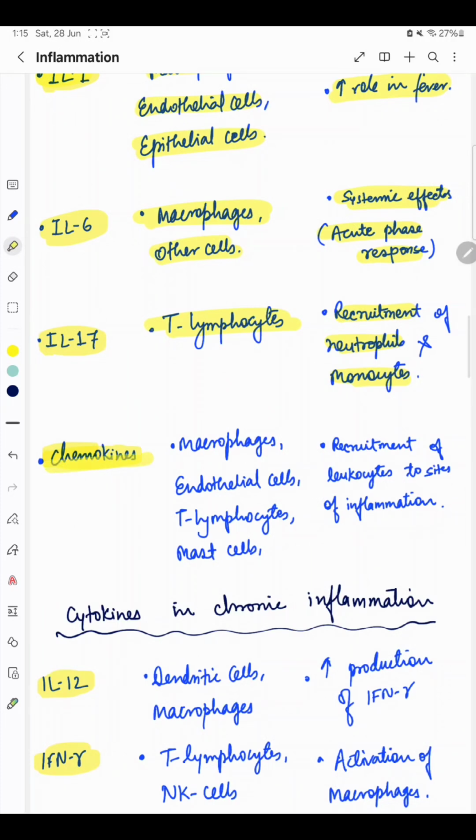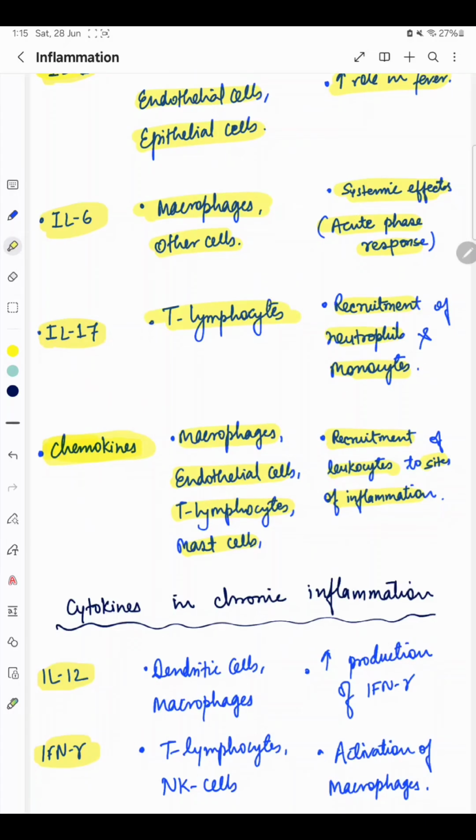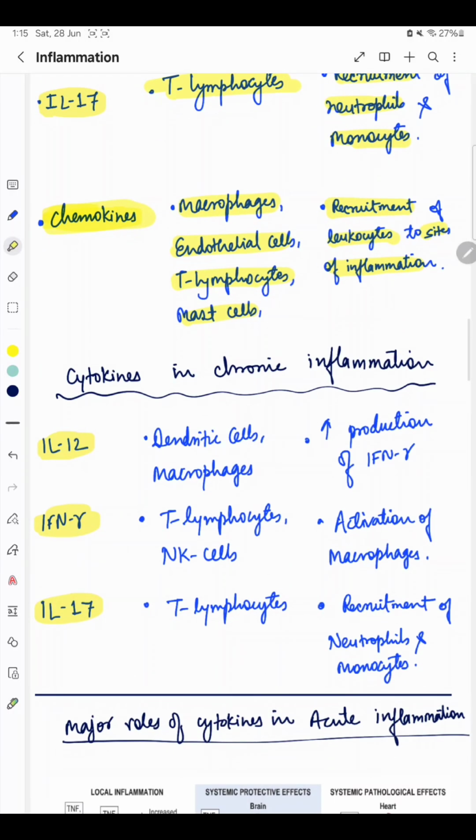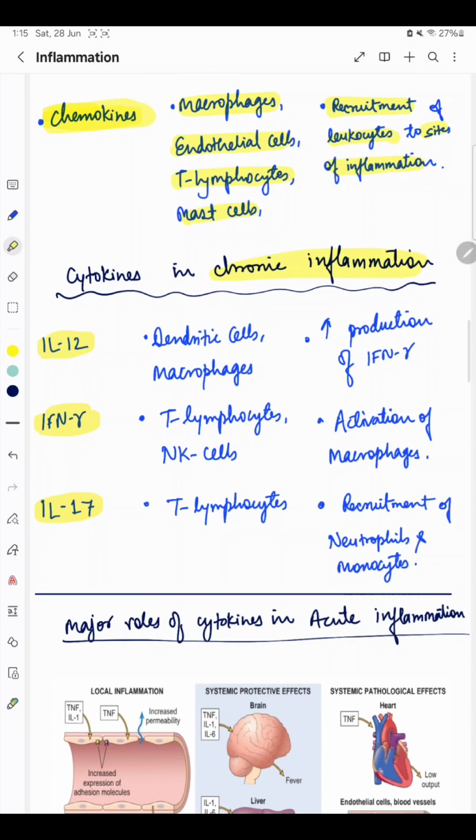And the chemokines, secreted by macrophages, endothelial cells, T lymphocytes and mast cells. They help in recruitment of the leukocytes at the site of inflammation. Cytokines involved in chronic inflammation: interleukin 12, interferon gamma and interleukin 17.